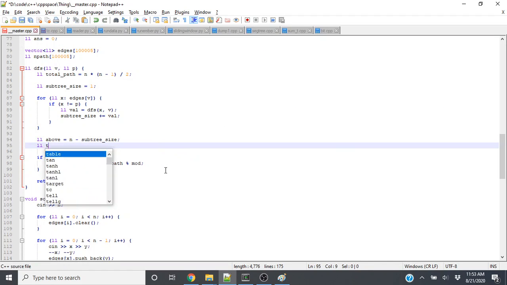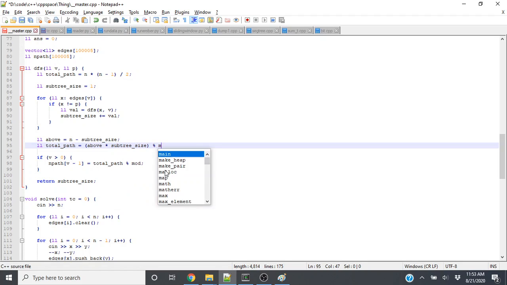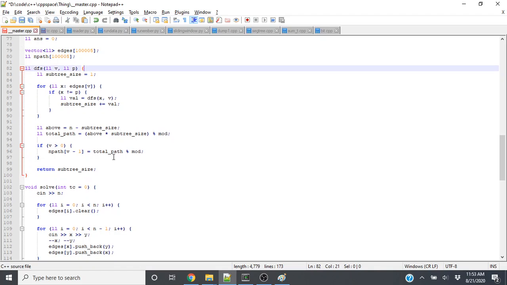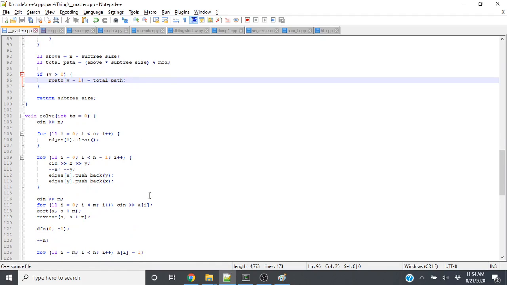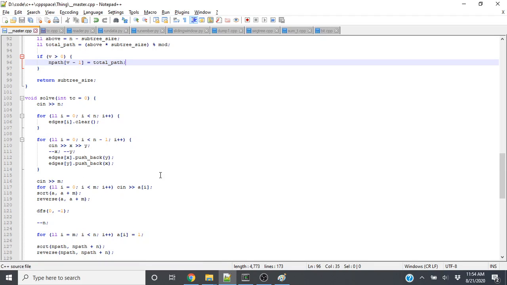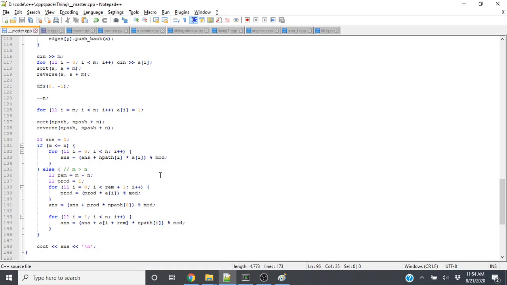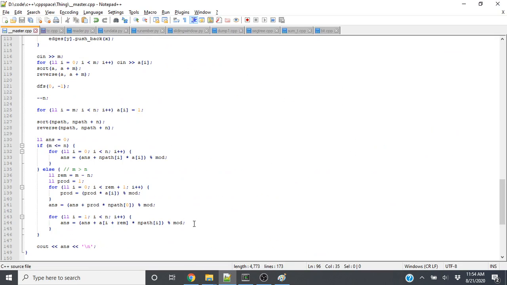So really what we can do is above times subtree size, mod mod. Although that really shouldn't make a difference. I don't see why it would. So I don't think that's the fix. What would be the fix though? I'm going to scream myself when I find this because it's going to be so annoying.